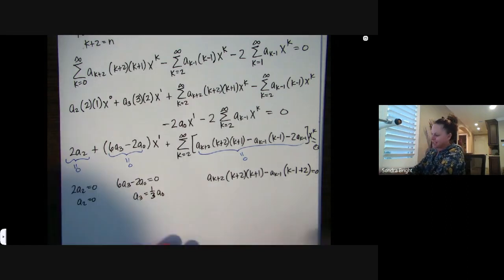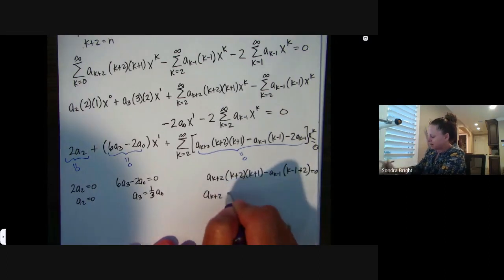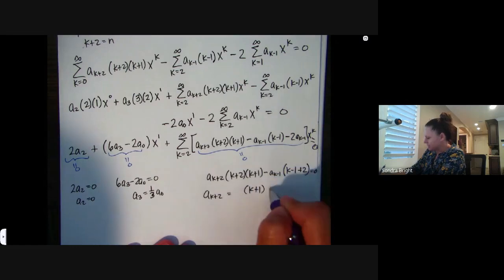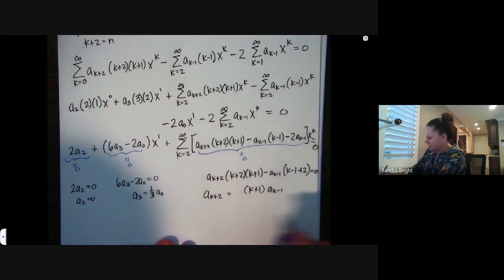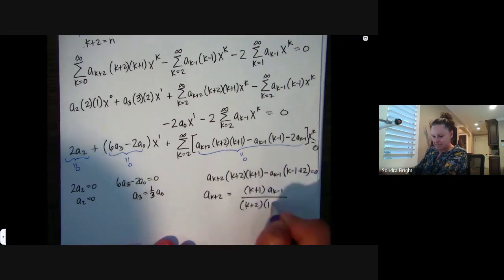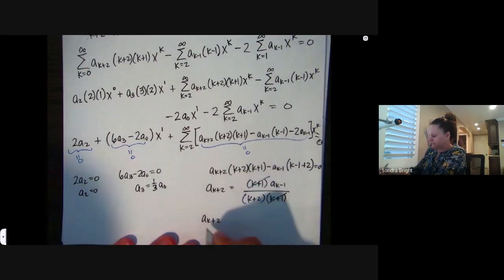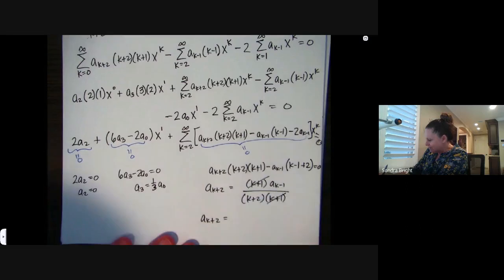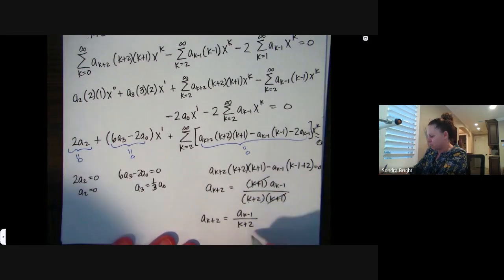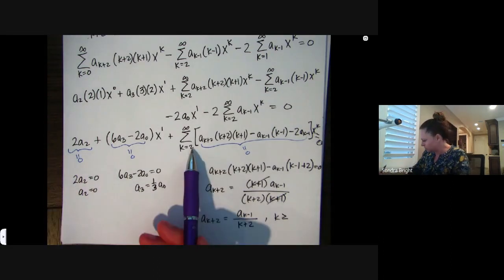All right, so that means that's a k plus 1. So that means a sub k plus 2 would be, adding that over, a k plus 1 times a sub k minus 1 all over k plus 2 times k plus 1. The k plus 1's cancel, and so your k plus 2th term will be a sub k minus 1 over k plus 2, and this is for when k is greater than or equal to 2, since our index started at 2.